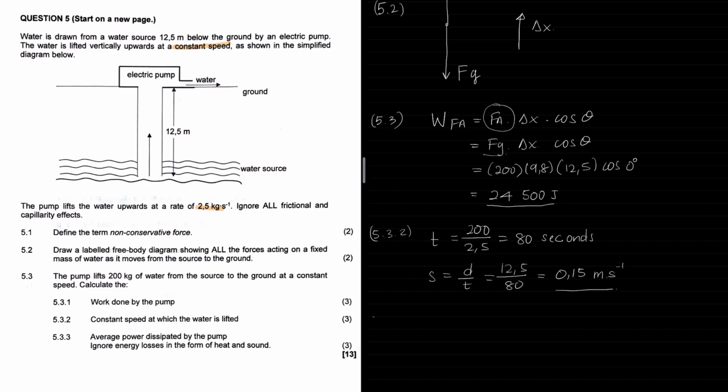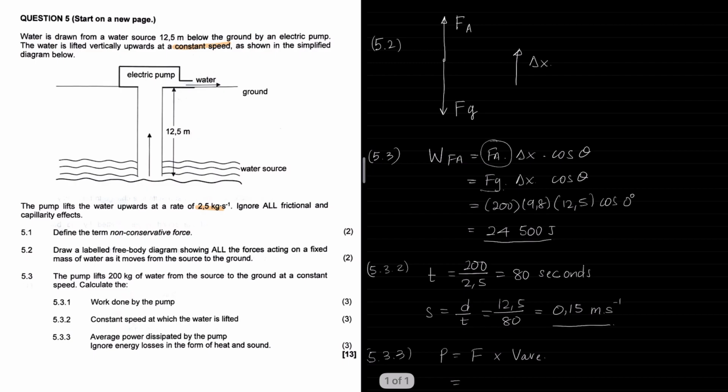5.3.3 reads, calculate the average power dissipated by the pump. Ignore energy loss in the form of heat and sound. Now, power is equal to force multiplied by V average, so the average velocity. Now, what force are we referring to? We want the power for the pump, so it needs to be the force of the pump. And as we said before, the force of the pump is the force of gravity. Well, it's equal to it.